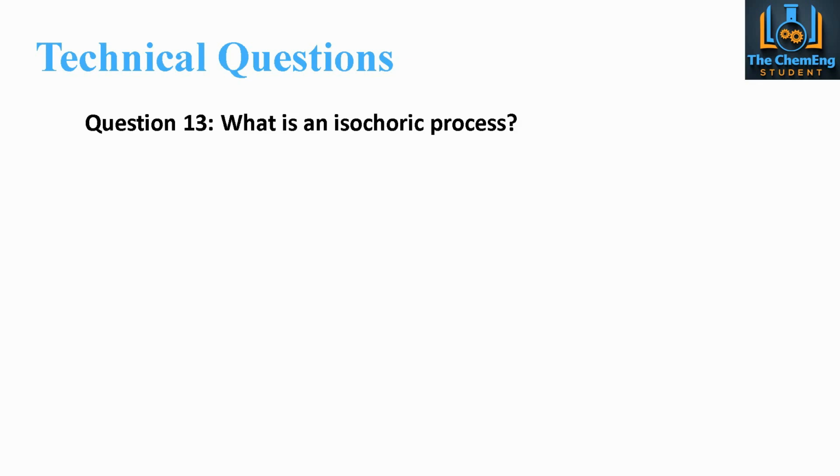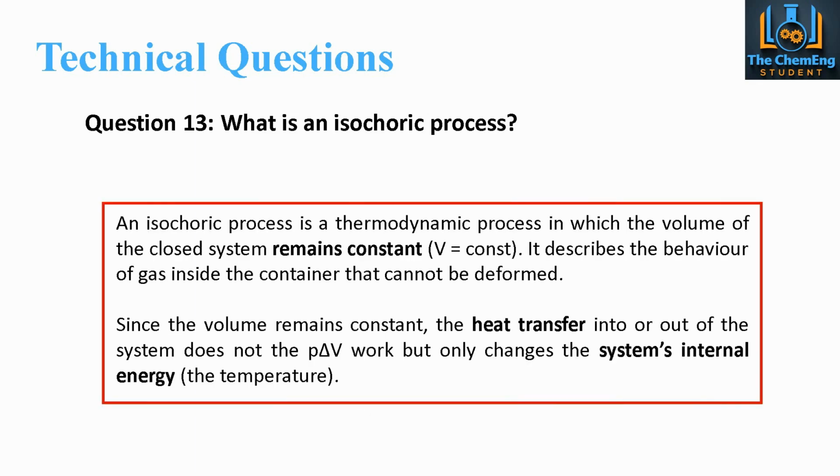Now question 13 is, what is an isochoric process? Well, in essence, an isochoric process is a thermodynamic process in which the volume of the closed system remains constant. So we have a constant volume. And it describes the behaviour of a gas inside a container that cannot be deformed. So what we can then say is that since the volume remains constant, the heat transferred into or out of the system does not follow the P delta V work, but the changes within the system's internal energy only. So therefore, the heat transfer will only take place through a change in the internal energy of the system, i.e. its temperature. It won't do it in terms of its enthalpy. So that's just one thing to note and one of the characteristics of an isochoric process.